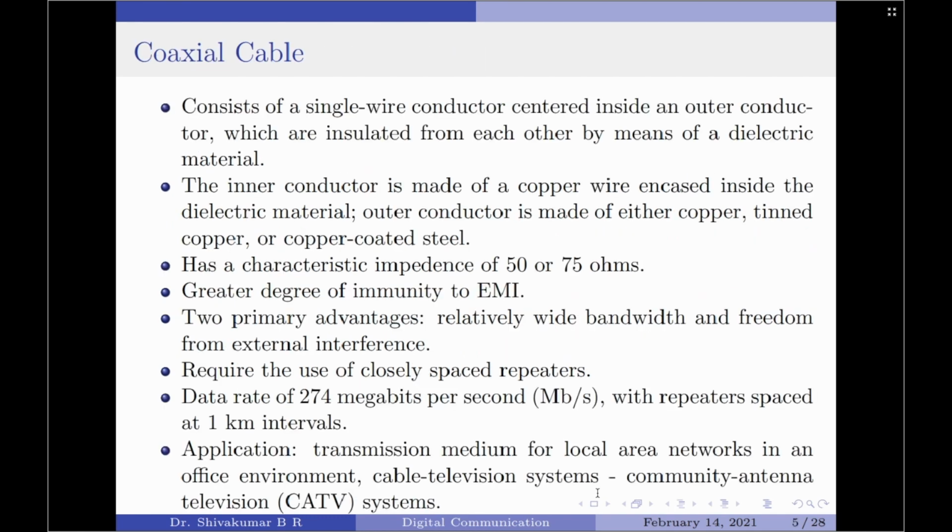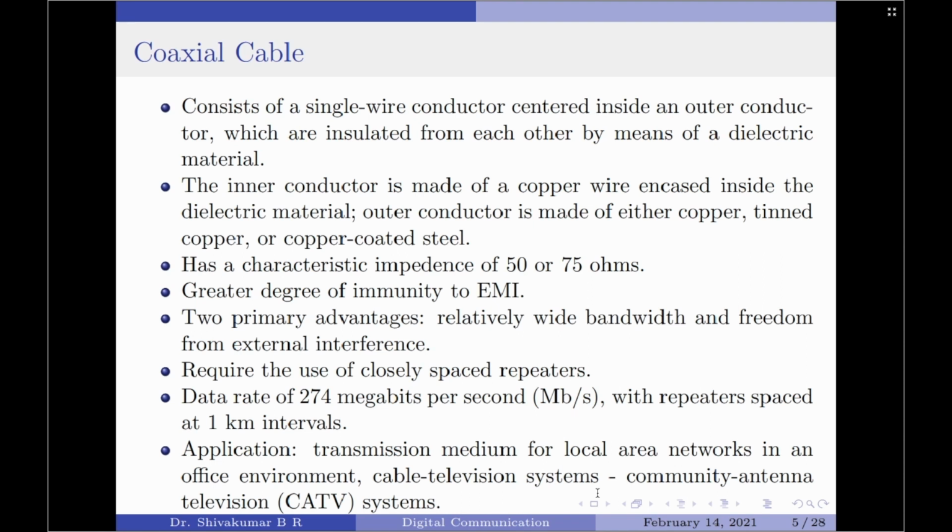Now we move on to the next channel, which is the coaxial cable. A coaxial cable consists of a single wire conductor centered inside an outer conductor, which are insulated from each other by means of a dielectric material. The inner conductor is made up of copper wire encased inside the dielectric material. As for the outer conductor, it is made up of copper or tinned copper or simply copper coated steel. Typically, a coaxial cable has a characteristic impedance of 50 or 75 ohms.